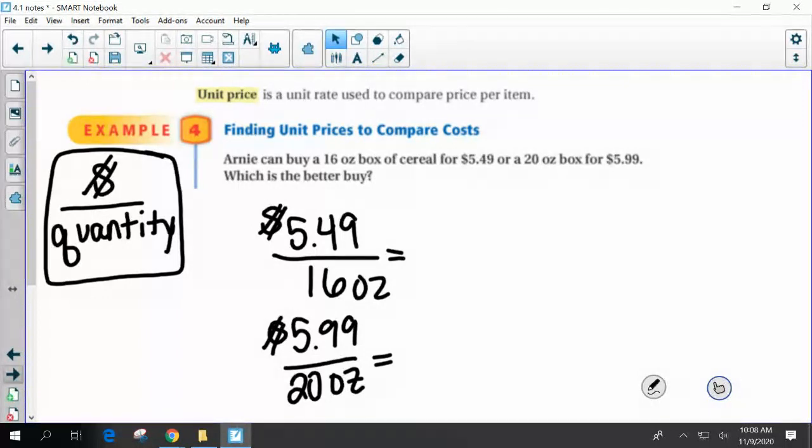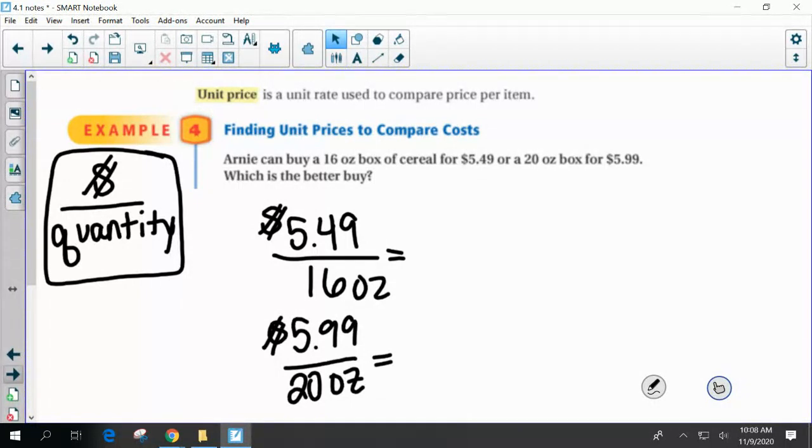Now, we're talking about money here. How do you always round money? Money is rounded to the hundredth, right? Yeah. You have two decimals with money.